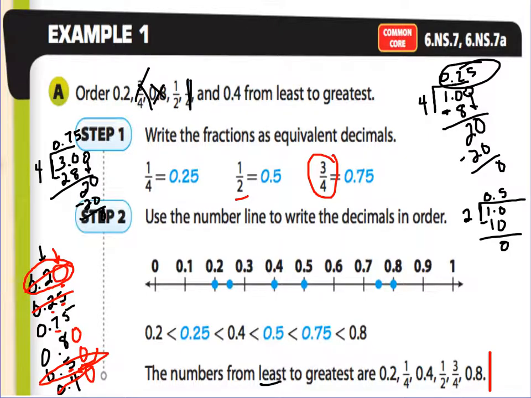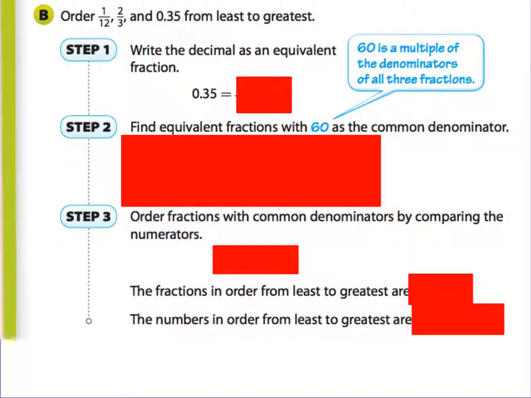Okay, so what I can do is I can take them and turn them all into decimals and then compare the decimals. Or looking at B in example 1, I can take them all and turn them into fractions. So now 35/100 as a fraction would be 35 over 100. And I'm going to reduce that by dividing them both by 5 to get 7/20. Okay, so divide by 5, and I get 7/20. Well, now I have 1/12, I have 2/3, and I have 7/20.